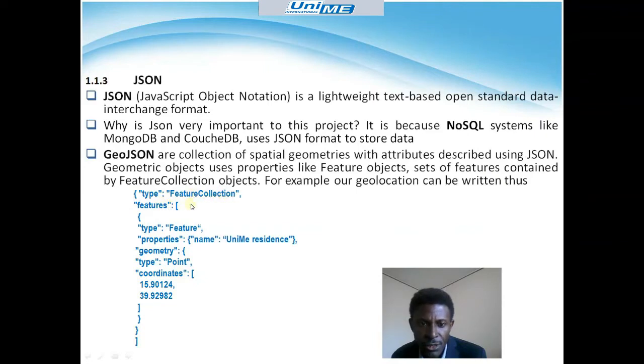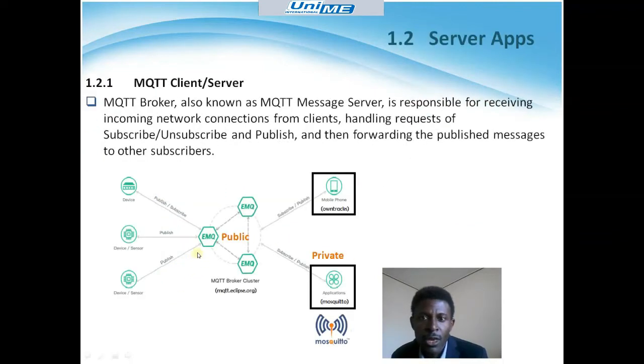The feature collection object has a property, which I named Unimi residence, where I'm staying. Geometry in terms of point are coordinates like your latitude and your longitude. Server apps. MQTT Broker, also known as MQTT Message Server, is responsible for receiving incoming network connections from clients, handling requests to subscribe and publish, and then forwarding those published messages to other subscribers.